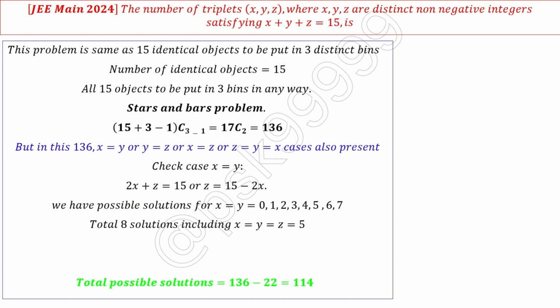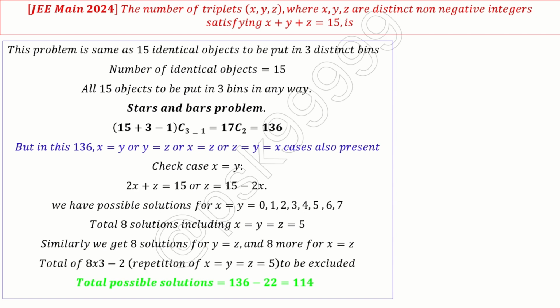And x equal to y equal to z, there is 1 possibility, which is 5 each. So the total 8 solutions include x equal to y equal to z also. Similarly we get 8 solutions for y equal to z and 8 more for x equal to z, and all 3 include x equal to y equal to z, so you have to remove the repetition there, correct? So 8 into 3 minus 2, 2 repetitions of x equal to y equal to z equal to 5, this should be removed. So 24 minus 2, which is 22. So total possible solutions are 136 minus 22, which is equal to 114.